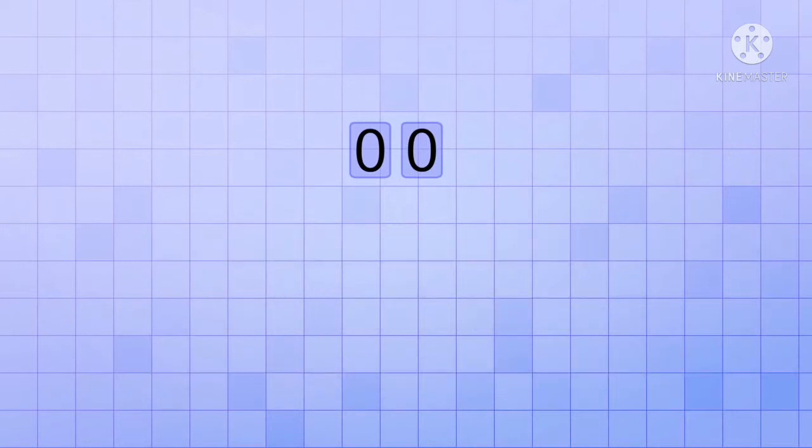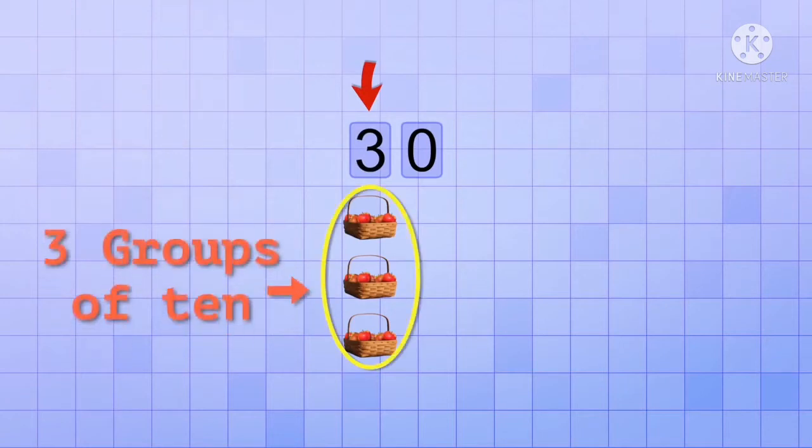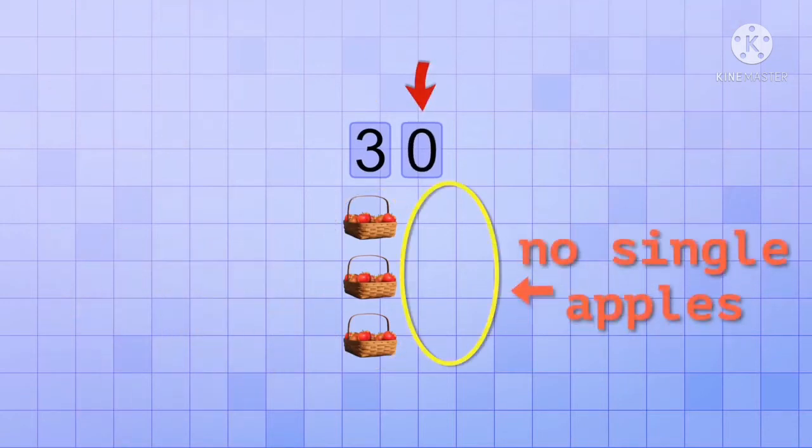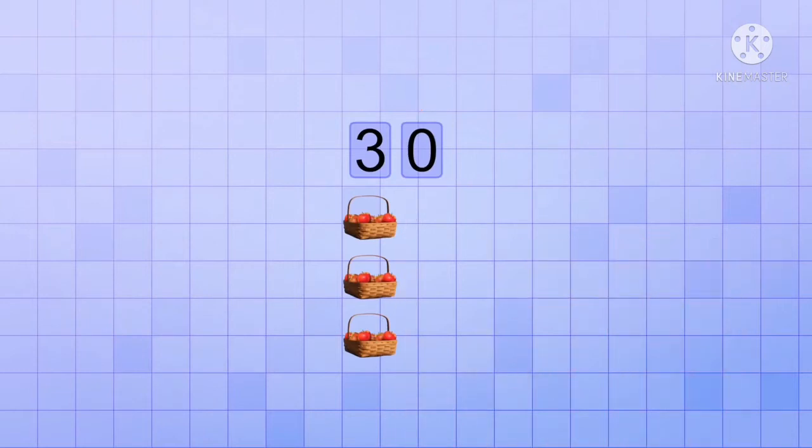For example, if we've already picked 30 apples, then there will be a 3 in the tens place because we have 3 groups of 10. But there will be a 0 in the ones place because there are no individual apples left over. But if we've picked 32 apples, then there will be a 3 in the tens place and a 2 in the ones place to represent the 2 individual apples that are not in the groups of 10.